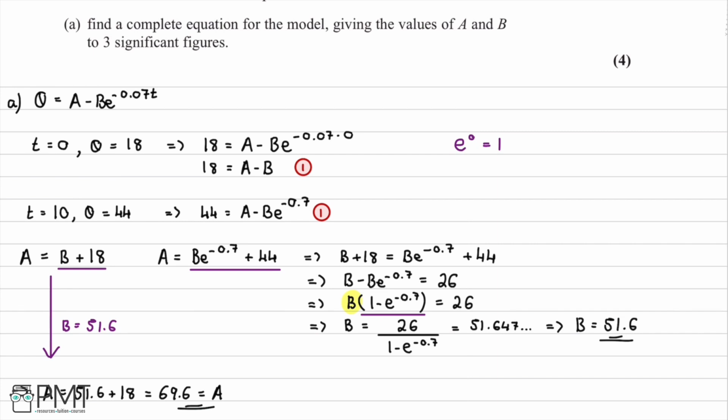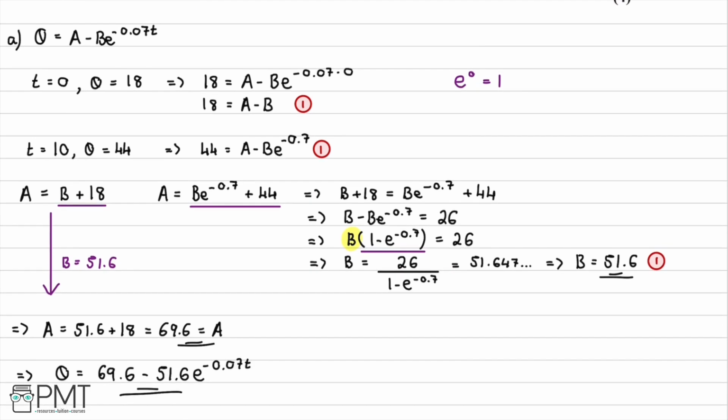We then pick up our third mark for calculating our first constant. So we received it when we calculated b, when we got that b was equal to 51.6. And we then received our fourth and final mark for following through to calculate our second constant and substituting it into our equation to have the final answer. And that's us completed part A of this question.